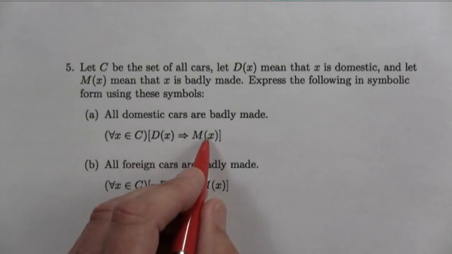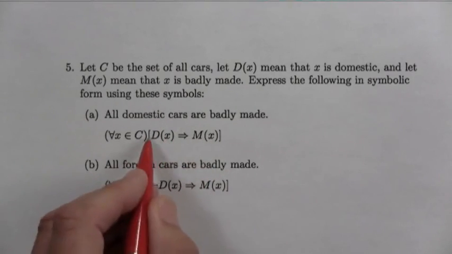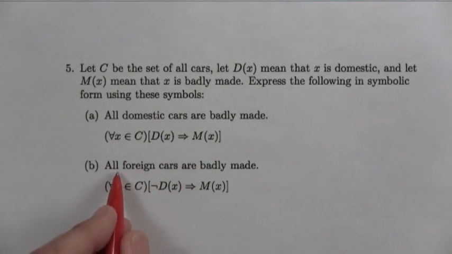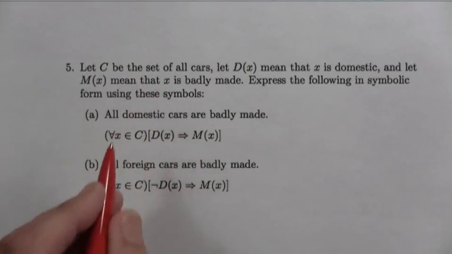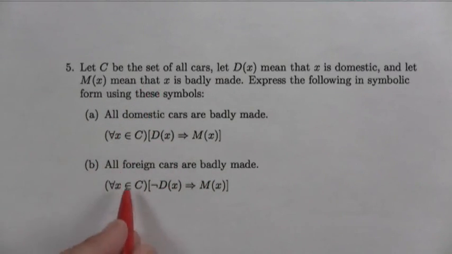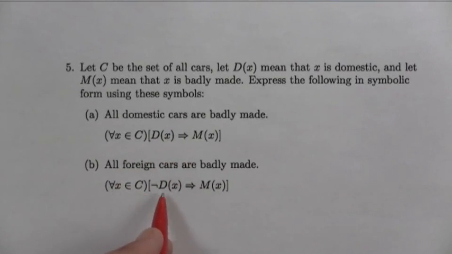I think that's a fairly straightforward one. I wouldn't expect you to come up with anything significantly different from that. In fact, I wouldn't expect you to come up with anything different from that at all. But you might have done. Okay? All foreign cars are badly made. Well, we don't have a predicate for foreign, so we have to take foreign as meaning not domestic, in which case we take the previous one and we just replace the dx by not dx. So for all x in C, if x is not domestic, then it's badly made.